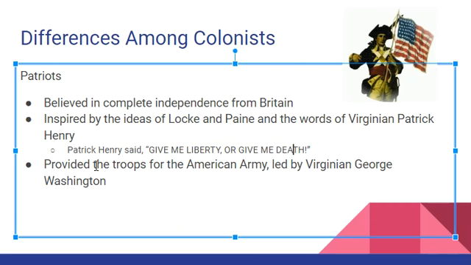And the patriots provided the troops for the American army, led by Virginian George Washington. When we say Virginian, it's just somebody from Virginia. But the patriots are the ones that wanted to fight England. So they were the people in the army. They hired people to be in the army. They gave weapons. They gave clothes.